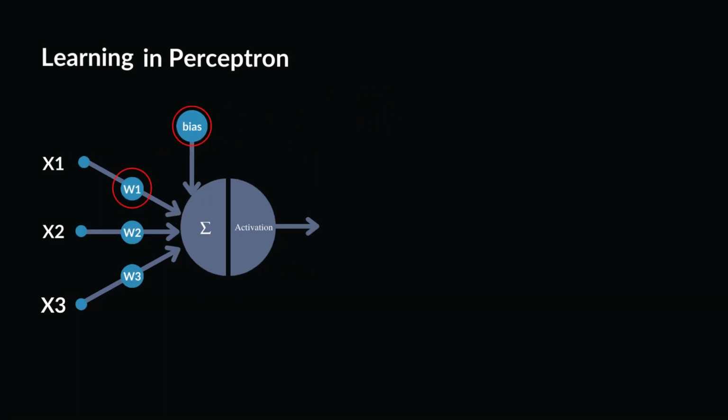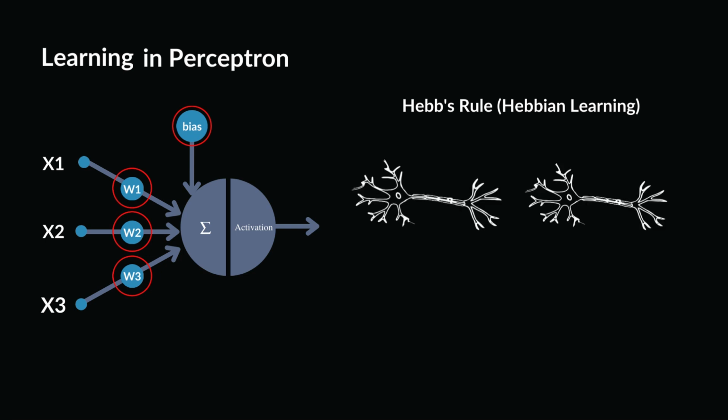For the purpose of training, Frank himself proposed a training rule, which is largely inspired by an important rule in neuroscience, known as Hebb's rule, or Hebbian learning. Hebb's rule says, when a biological neuron triggers another neuron, the connection between the two neurons grows stronger. This can be observed in our real life too.